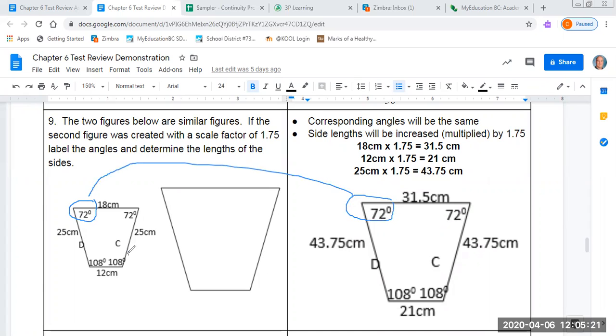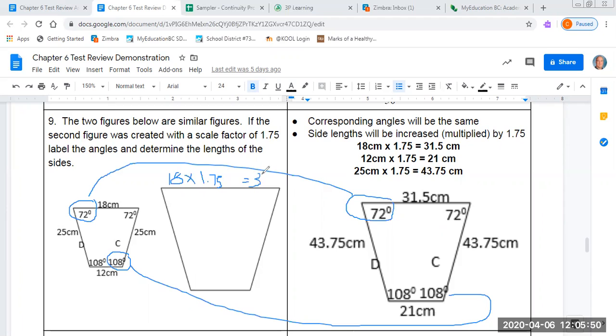And likewise, we see here, this corresponds with one another, so this would be the exact same angle, and so forth for the other two. Now, the tricky part is, how much bigger is this going to be? Well, it says scale factor of 1.75. So in essence, what this is going to be is 18 times 1.75. When we plug that into the calculator, we find out that that adds up to 31.5.